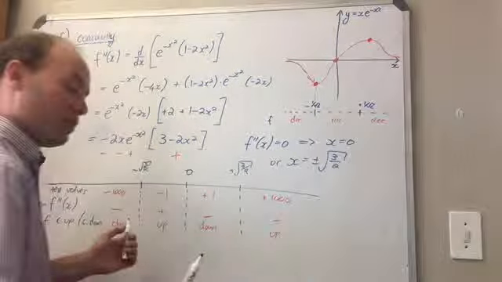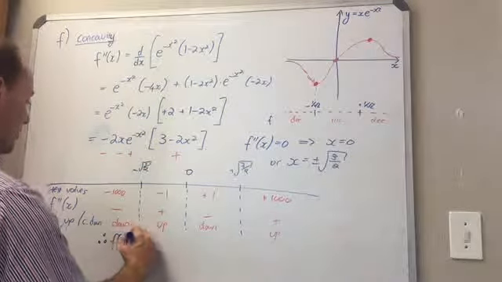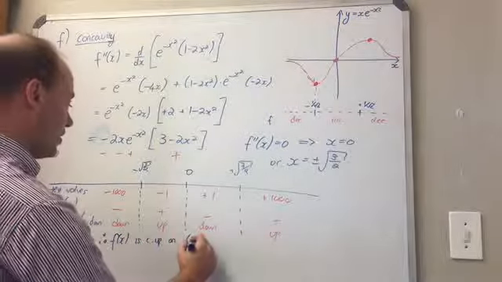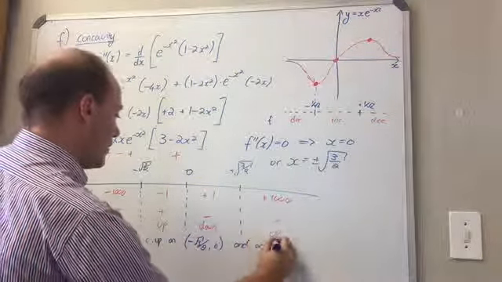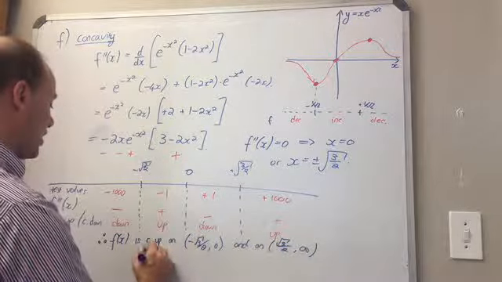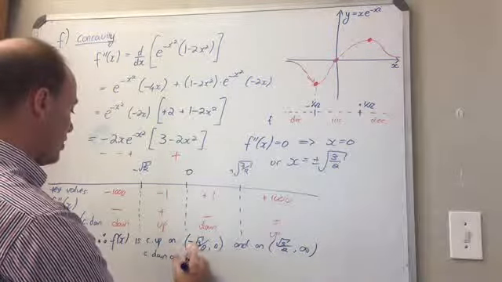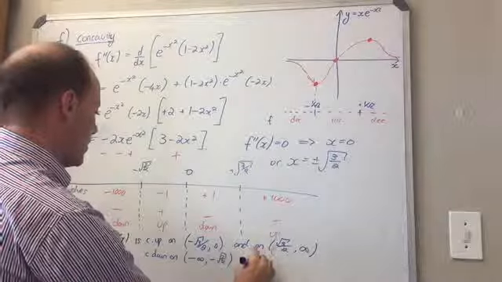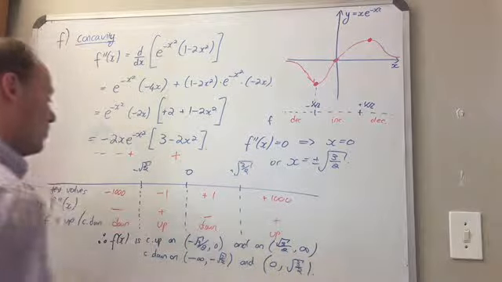Okay, so I must not forget to write out my conclusion. So the conclusion is that the graph is concave up on this interval and this interval, so -√3/2, 0, and on this interval here, which is √3/2, infinity, and it's concave down on these 2 intervals here. So that's -infinity up to -√3/2, and 0 up to √3/2. Good.